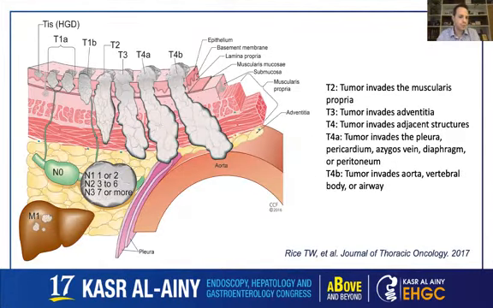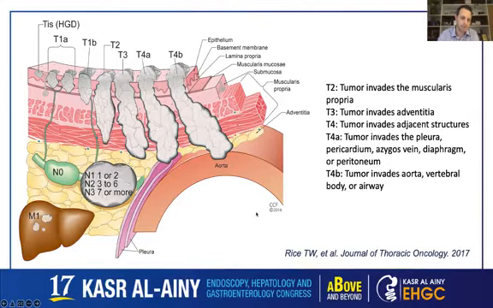And T2 is those tumors that invade the muscularis propria. T3 invades adventitia. T4 invades adjacent structures, and they are classified as T4a, tumors that invade the pleura, pericardium, azygos vein, diaphragm, or peritoneum. And T4b is the tumors that invade the aorta, vertebral body, or airway.